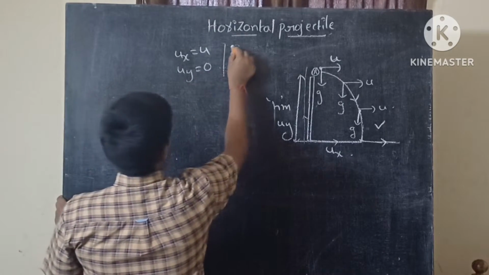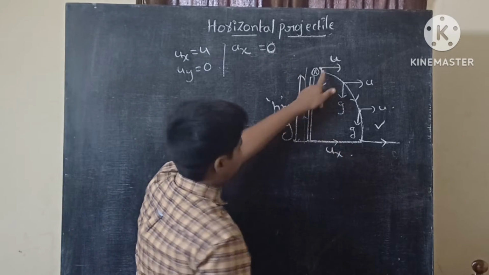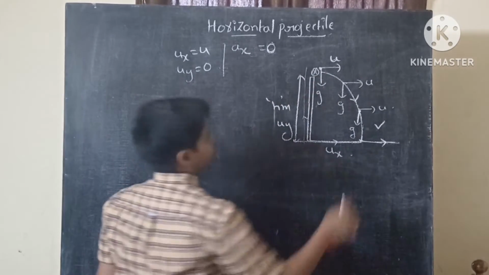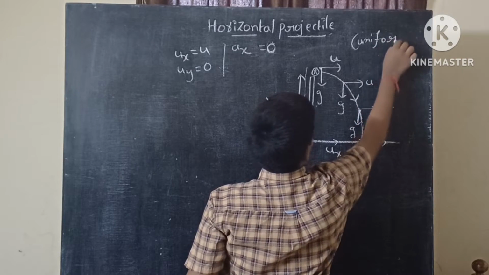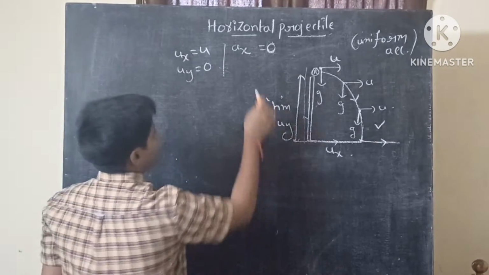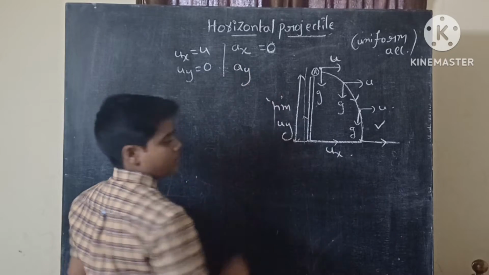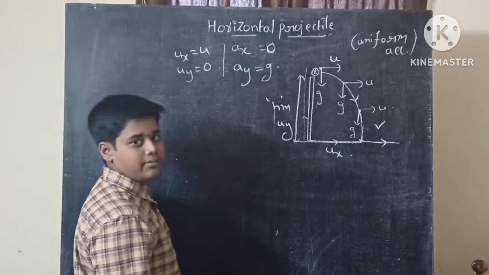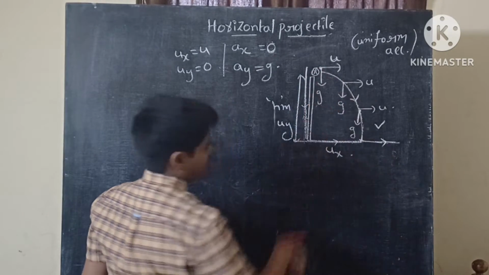And acceleration along the x-axis is 0, because it travels with uniform velocity. Acceleration along the y-axis, ay, is g. G means gravity. Along the y-axis, as it travels like this, gravity acts.